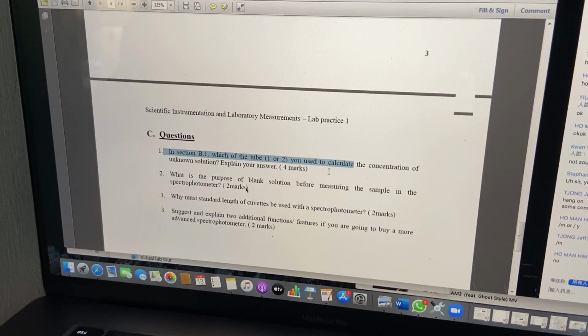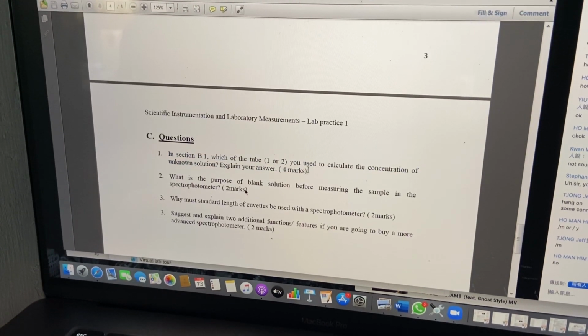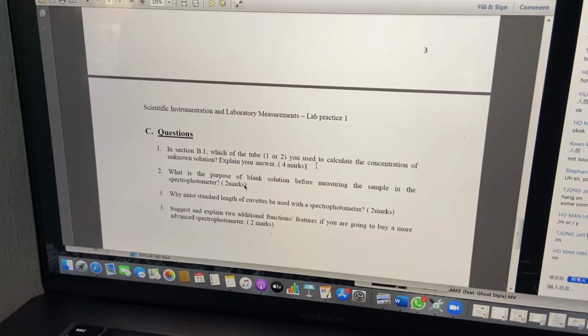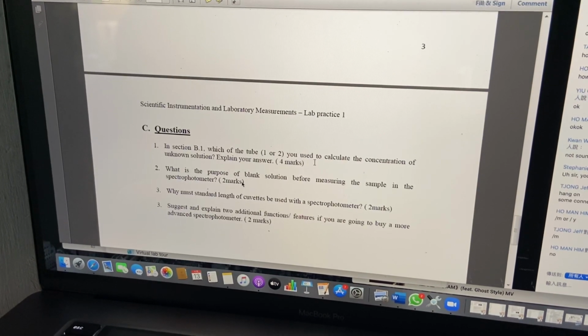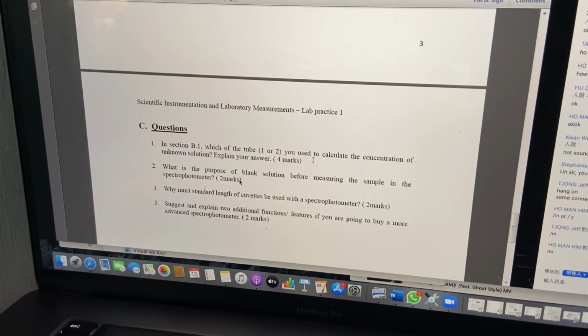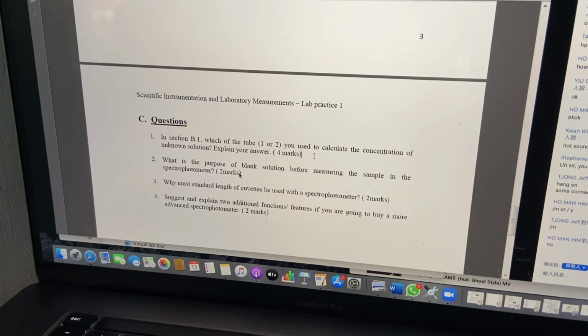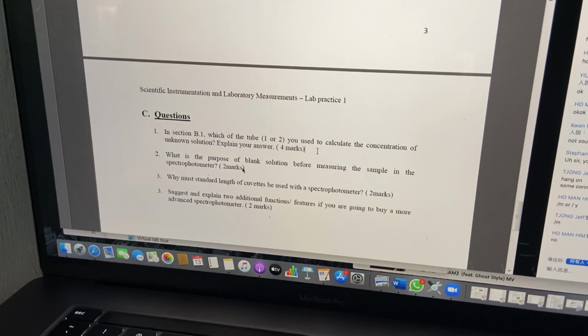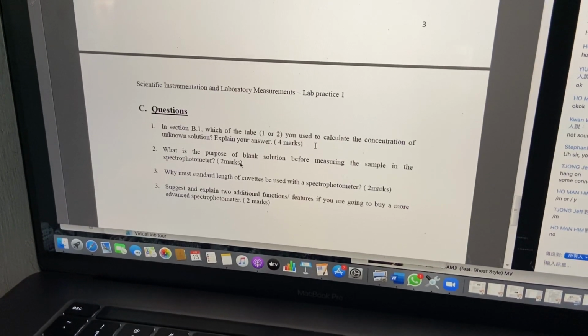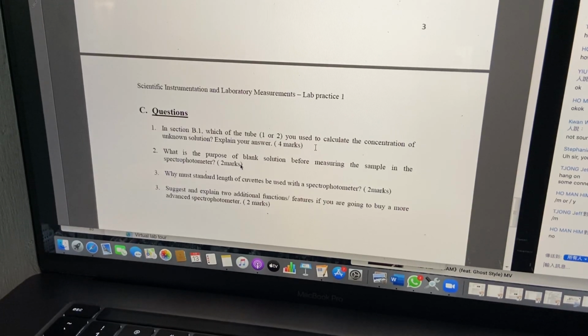So B1, which one is valid? Tube 1 and tube 2, which one is right? It must be 2. So which of the concentrations is valid? So 1 or 2. And you need to explain to me why. Okay, this is question 1.